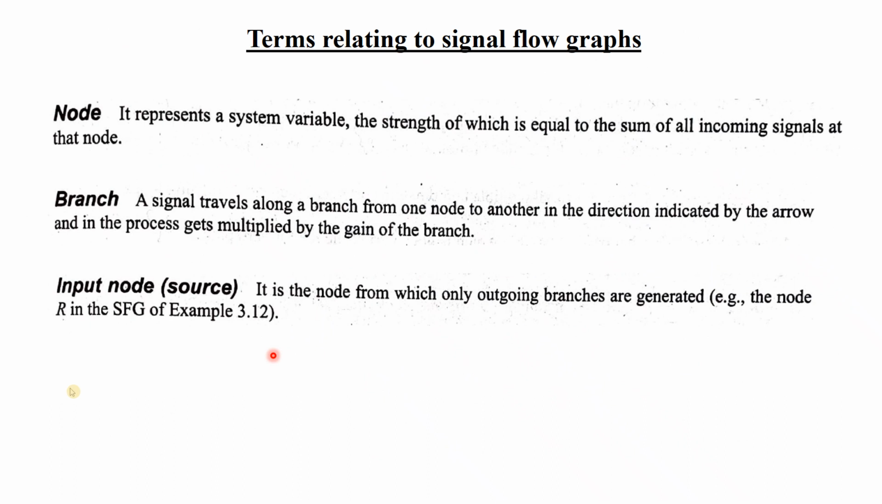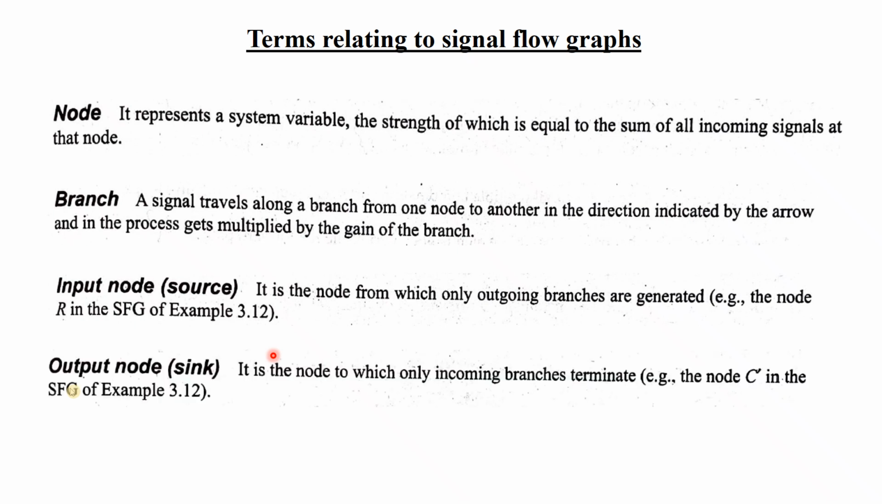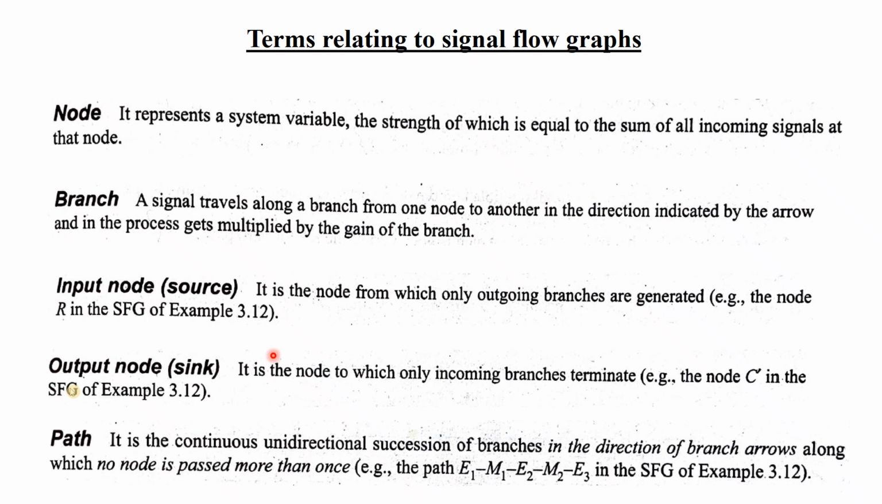Then comes the input node. What is the input node? The input node is the node represented by R, the input signal, which is also called the source. And the output node is the sink, which is represented by C or C dash. Then we have the path.